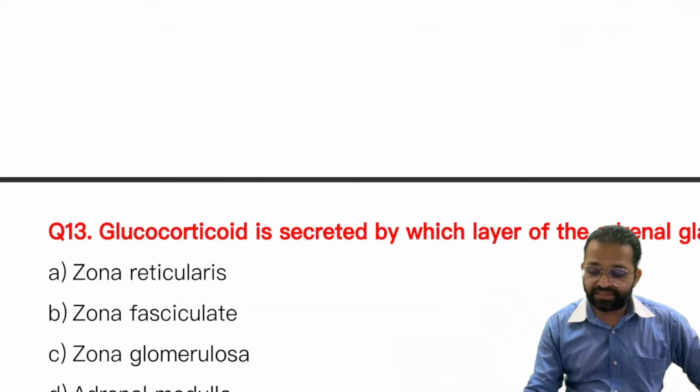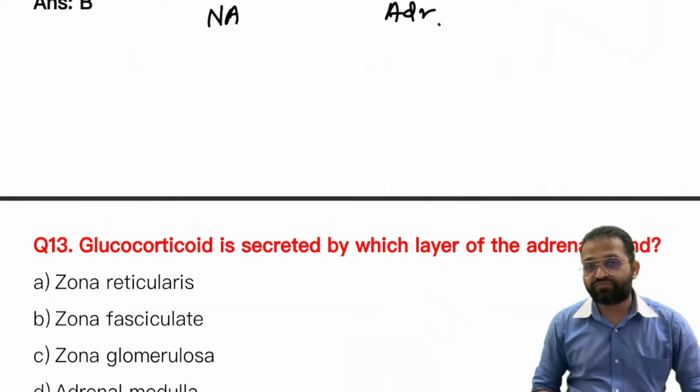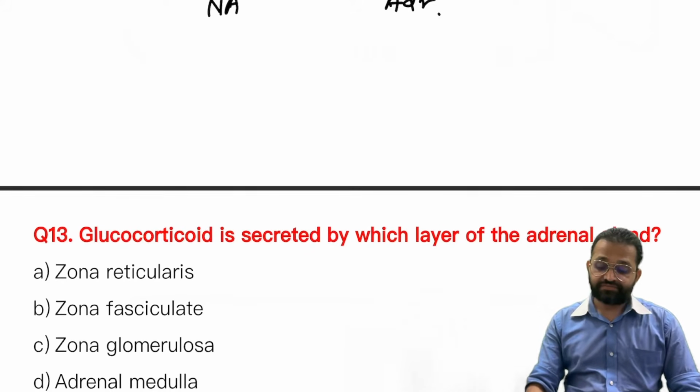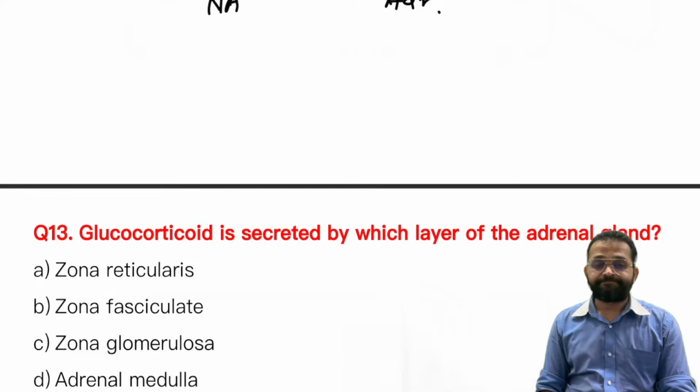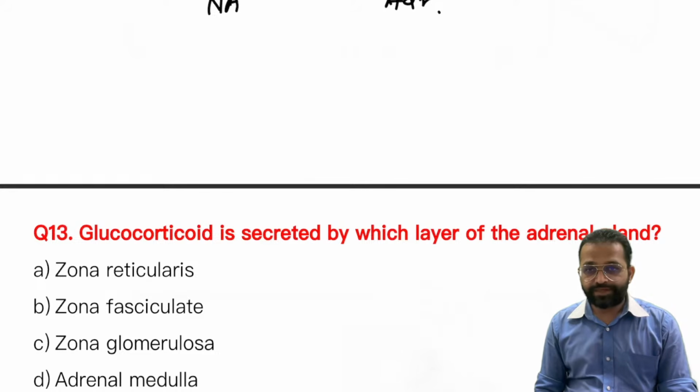Glucocorticoid is secreted by which layer of the adrenal gland? Now, what is your answer? Yes, physiology question. What is your answer?